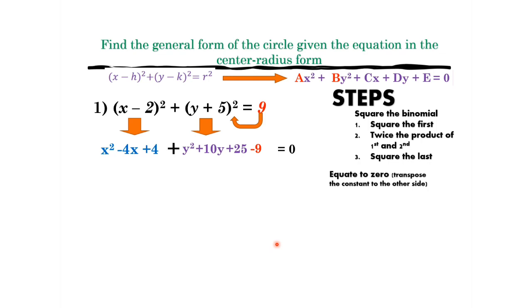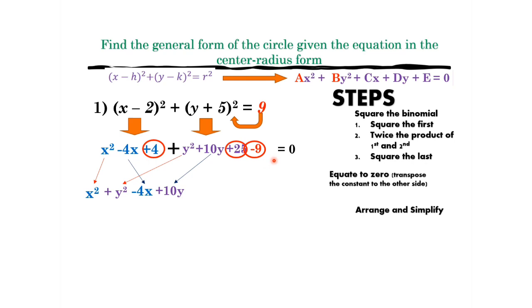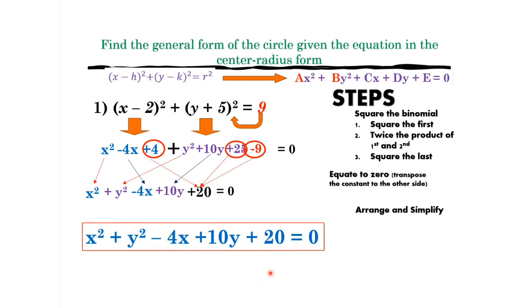And now that's basically it. All we have to do is arrange it. We'll put the x squared first, followed by the y squared, then followed by negative 4x, followed by positive 10y, then 4 plus 25 minus 9. Those can be combined, and the answer will be positive 20. And that is now the general form of the given standard form. All you have to do is work on those binomials. And if you're like, sir, I don't get how the steps work for the shortcut, you can do the FOIL method and it's still going to give you the same answer. So it's your choice which one you would like to apply.